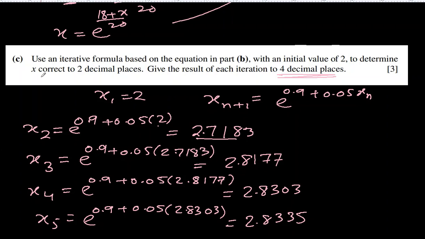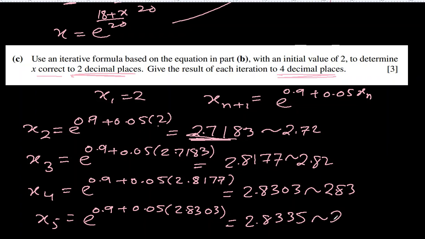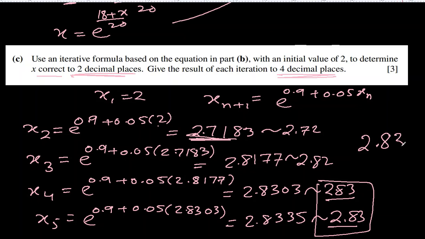Why? Because they said x correct to two decimal places, and if I round these to two decimal places, this will be 2.72, this is 2.82, this will be 2.83, and this is also 2.83. The moment two consecutive numbers are exactly the same, rounded off to the number of places they have mentioned, we stop, and this becomes our answer. Our answer is 2.83. That is the value of x.